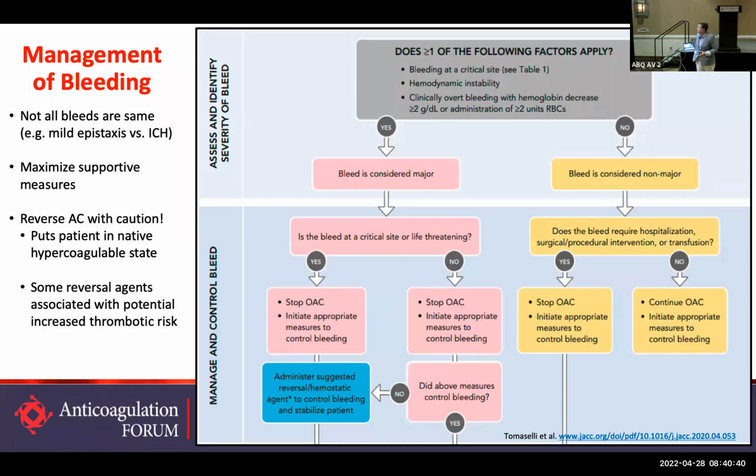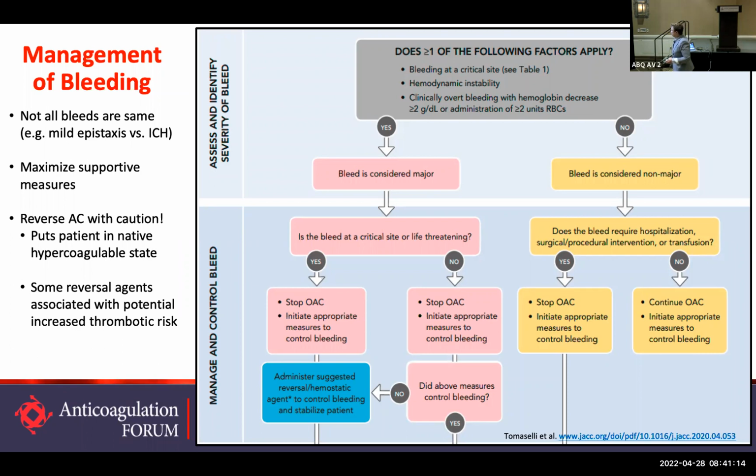Okay, so I've provided some screenshots here from a really nice reference citation that's down in the bottom right by Tomaselli et al. This is from the Journal of the American College of Cardiology. If you had to have one document on how to manage bleeds in patients on oral anticoagulants, I would recommend this one. The point I want to emphasize with this slide is that not all bleeds are created equal, okay? A minor nosebleed that can be stopped with holding pressure is very different than an intracranial hemorrhage. So you have to tailor your approach to the clinical situation.